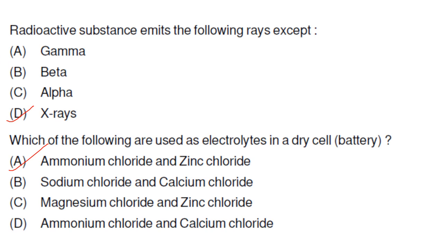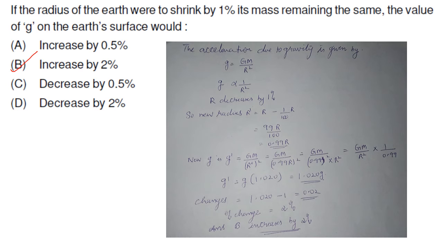Then which of the following is used as electrolyte in a dry cell? It is ammonium chloride and zinc chloride. Answer is option A.